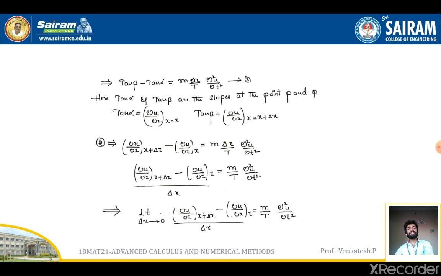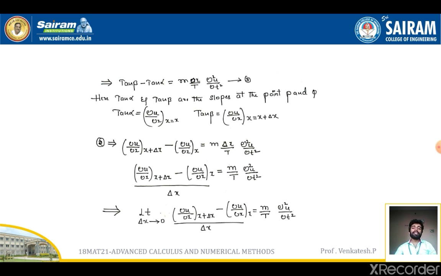So now I can incorporate both these tan alpha and tan beta values here. So I'll get the equation like ∂u/∂x at x plus delta x minus ∂u/∂x at x is equal to m delta x by T ∂²u/∂t². I can shift this delta x to LHS. I got the equation like ∂u/∂x at x plus delta x minus ∂u/∂x at x, divided by delta x, is equal to m by T into ∂²u/∂t².